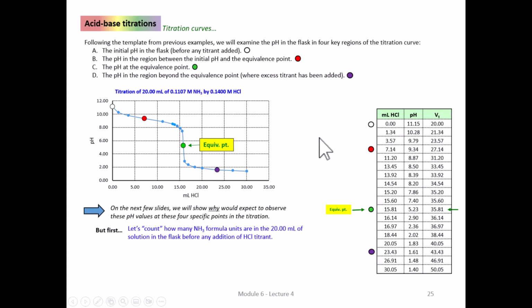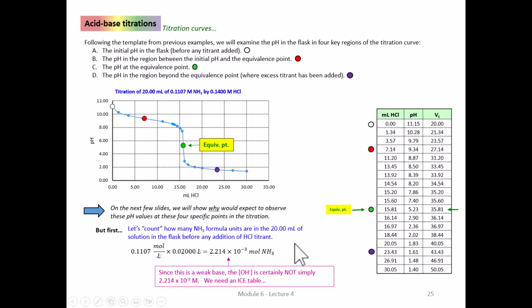As usual, we need to count the number of formula units of what's in the flask. In this case, it's ammonia in that 20 milliliter solution. That's easy. You just take the concentration of the ammonia in the flask times its volume. We get 2.214 times 10 to the minus 3 moles of ammonia. Of course, what we're interested in is what the pH is there. At this point, certainly the hydroxide ion concentration is not 2.214 times 10 to the minus 3 moles because this is a weak base. So we need an ice table.